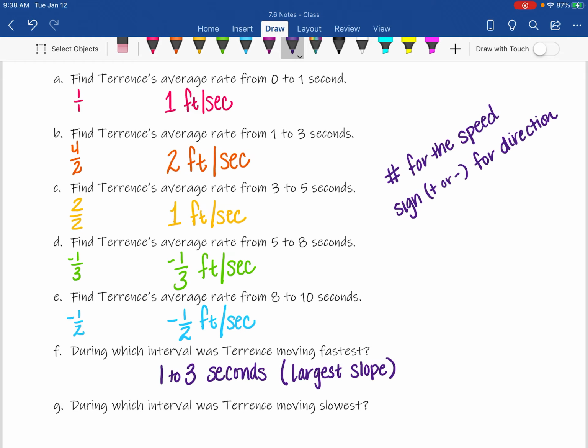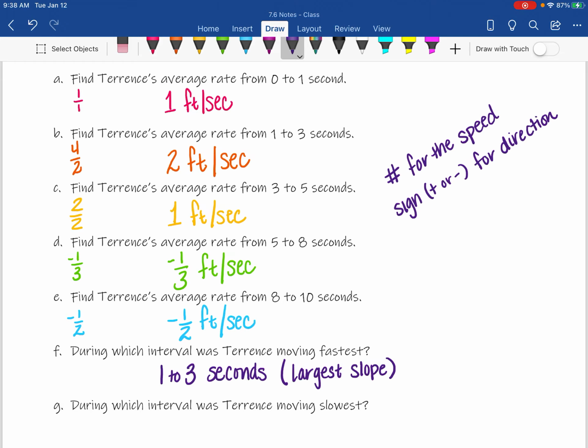So out of 1, 2, 1/3, 1/2, what is the smallest number? Now remember, the sign tells us direction, so we are just looking at the number portion of our rate. If we look at 1/3 and 1/2, try to decipher which one of those is smaller.